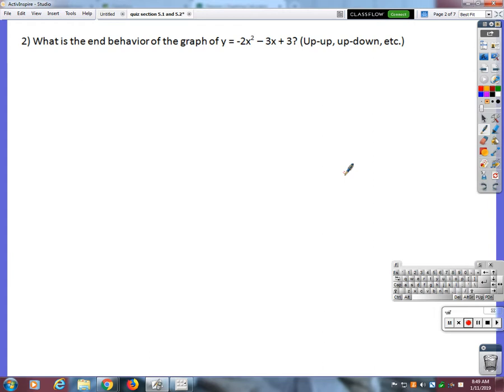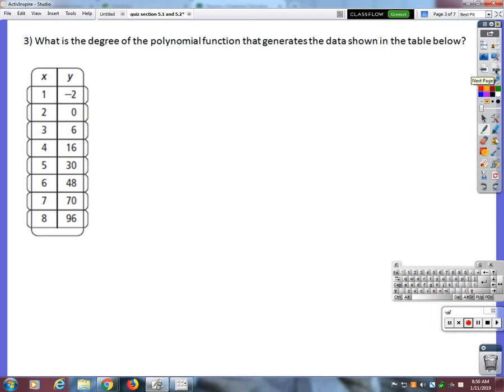All right, then this one, what's the end behavior of the graph? You have to look at the term with the highest exponent. And since the number in front of that is negative, and since the exponent on that term is even, negative even means that the end behavior is down, down. Okay? All right, what is the degree of the polynomial?